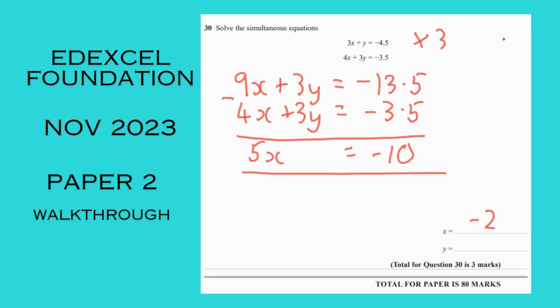I'll take the top equation. 3x's mean 3 times negative 2, so that's negative 6, plus y equals negative 4.5. Again, just like an earlier solving question, add 6 to both sides. Use your calcs if you need.